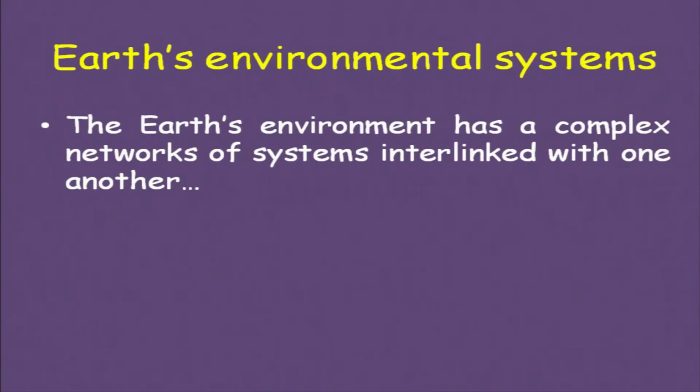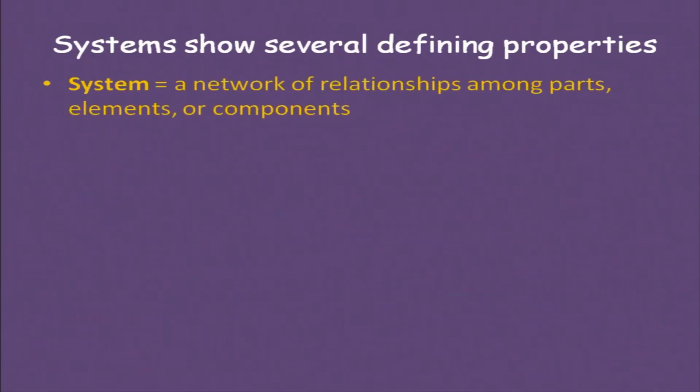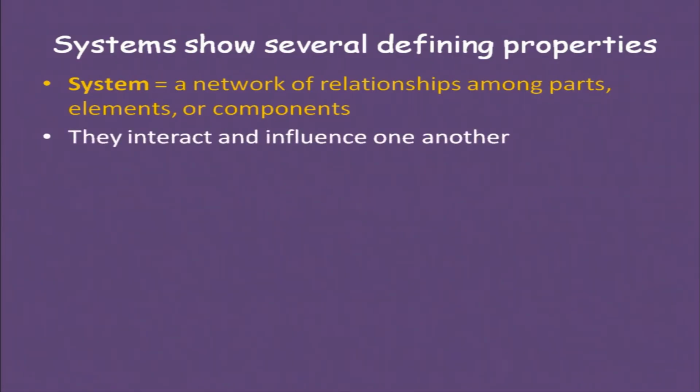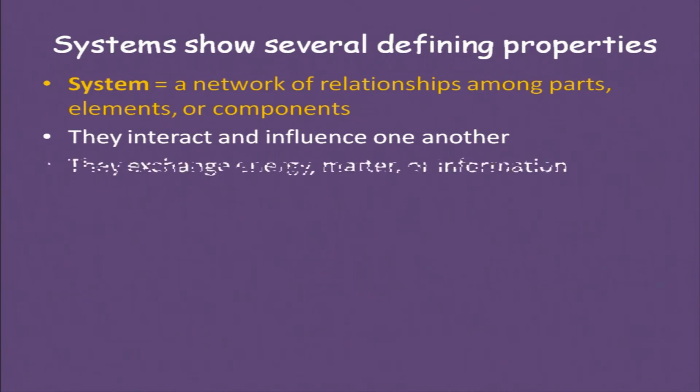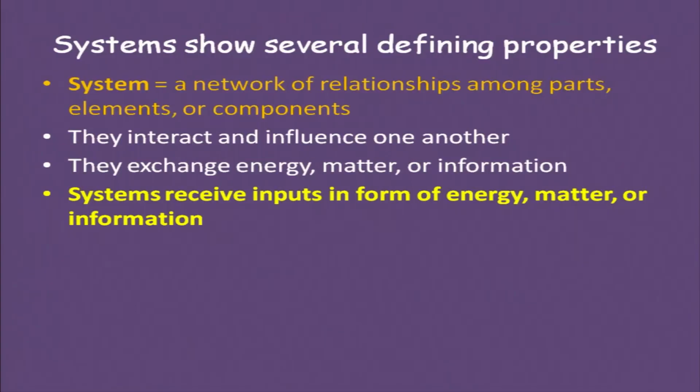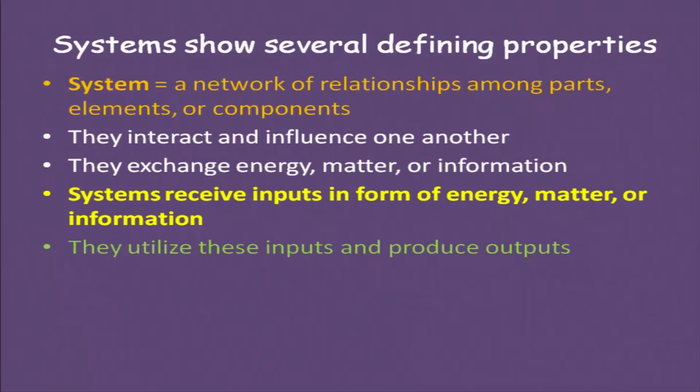So, Earth's environment is a complex network of systems interlinked with one another. A system shows several defining properties. If we define a system, it is a network of relationships amongst parts, elements and components. They interact and influence one another, and they exchange energy, matter and information. A system receives input in the form of energy, matter or information. It utilizes this input and produces output.